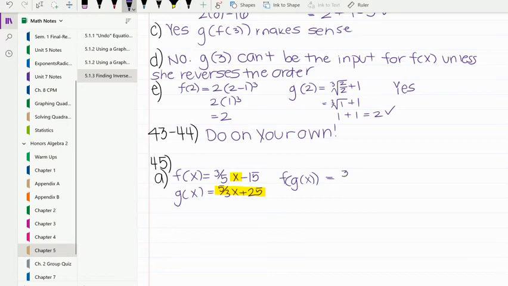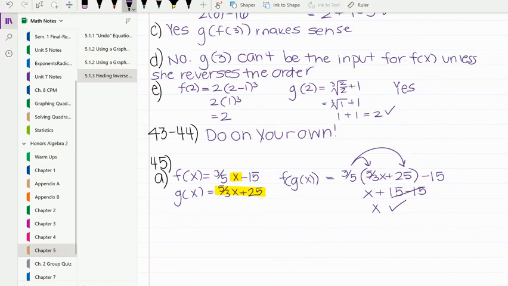So what that will look like is we would have 3/5, but instead of a number, we're plugging in this entire function, 5/3 x plus 25. So that's our new input, and then minus 15. What would happen here is I'm going to distribute the 3/5. So 3/5 times 5/3 is just x. 3/5 times 25, that would be 3 times 25, which is 75, divided by 5, which is 15. So we get x plus 15 minus 15. Those cancel out, and we get x. So that would verify it. That means that these functions are inverses.